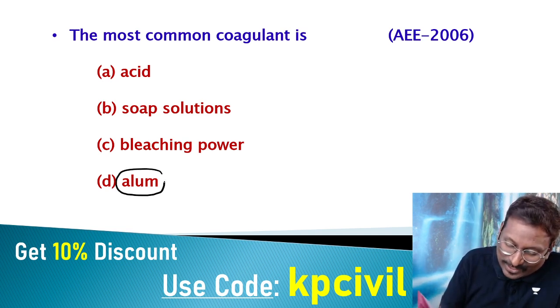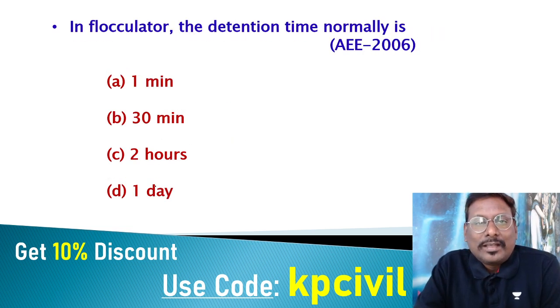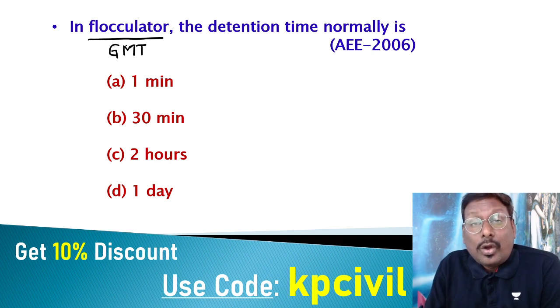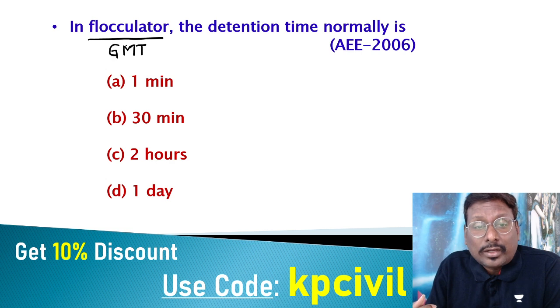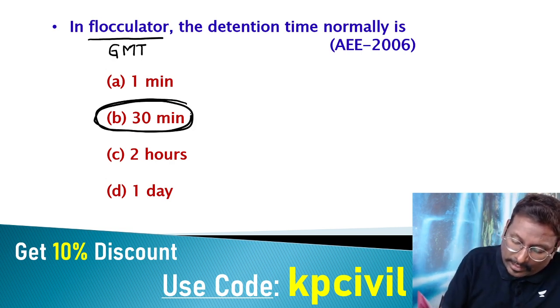This is the easiest question we have ever seen. Universal coagulant is alum. In flocculator, detention time normally is... Flocculator is nothing but GMT, gentle mixing tank. See how many questions are coming from gentle mixing operation or flocculation? See this. 30 minutes.